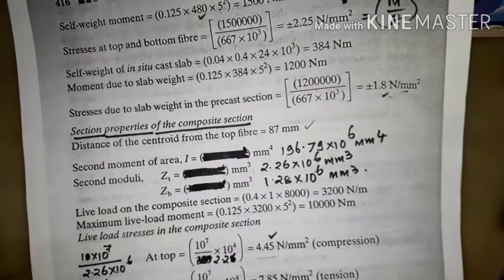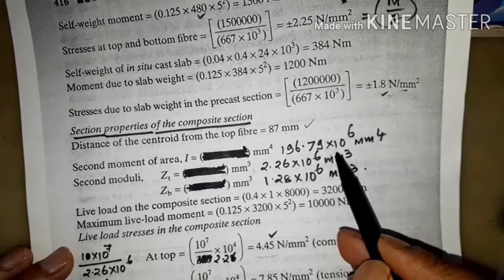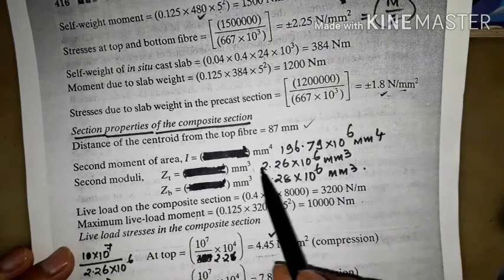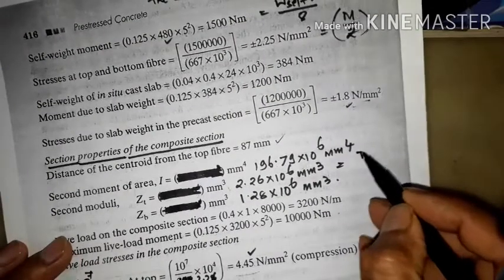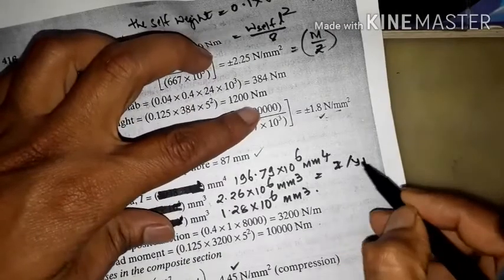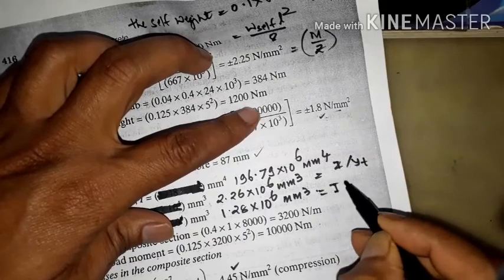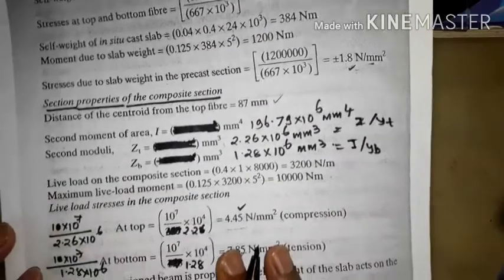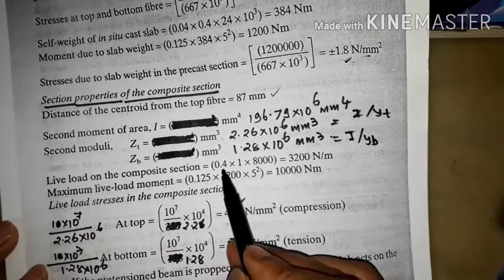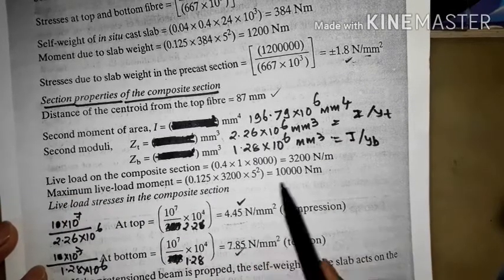So we got the moment of inertia, then the section modulus, I by Y: ZT means I by YT and ZB means I by YB. Okay. So then live load, you have to calculate the live load also.